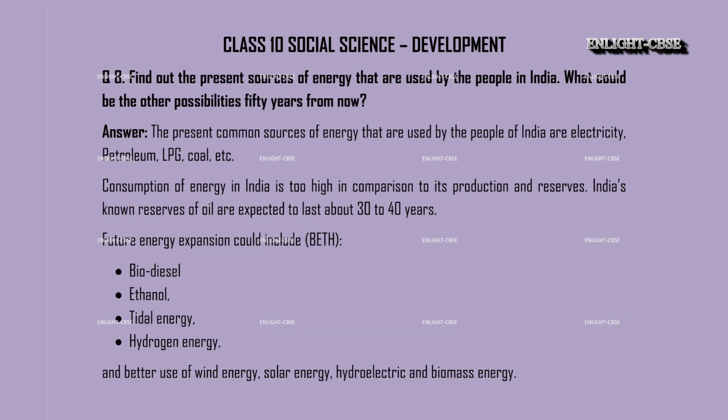Question 8. Find out the present sources of energy that are used by the people in India. What could be the other possibilities 50 years from now? Answer. The present common sources of energy that are used by the people of India are electricity, petroleum, LPG, coal, etc. Consumption of energy in India is too high in comparison to its production and reserves.